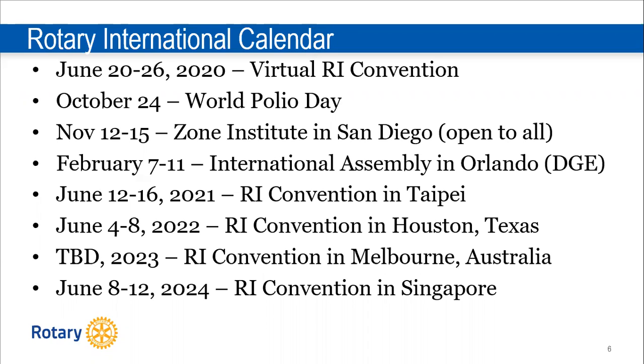June 12th through the 16th, 2021 is the RI convention in Taipei. Okay, and the future conventions, you have June 4th through the 8th, 2022 in Houston, Texas. The Melbourne, Australia convention is in May. June 18th through 12th, 2024 is in Singapore, and I heard a lot of people interested in going to the one in Singapore. Okay, so the 2025 is in Calgary, Canada. 26, I forget what it was, but 27 is an open one. So if Hawaii is putting in their name again, maybe 2027 is the one that we can put our name in for.